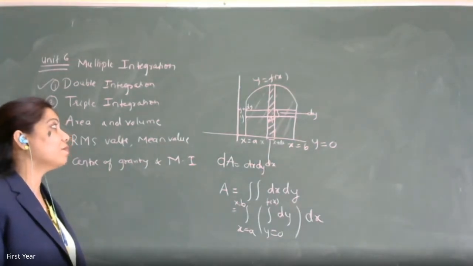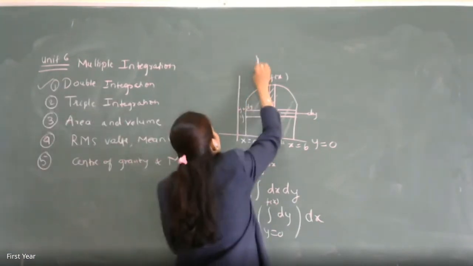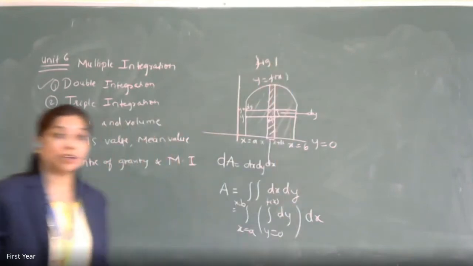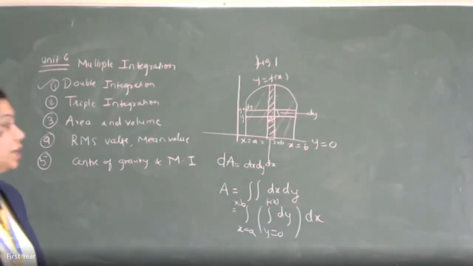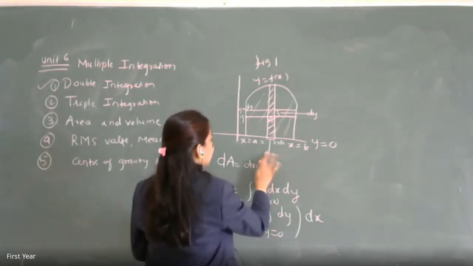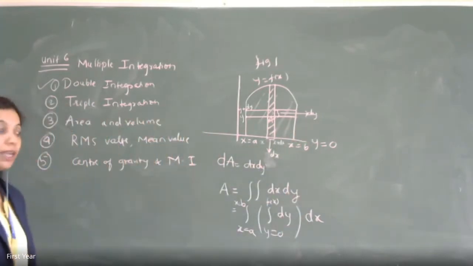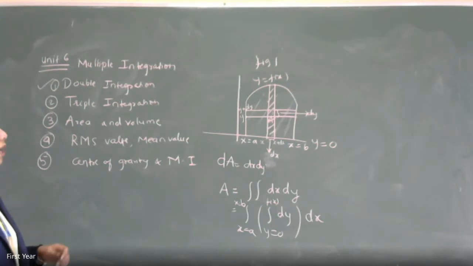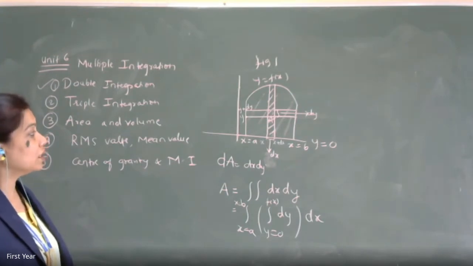Considering the intersection of vertical and horizontal strip as shown in figure 1. Small change in area dA is dx into dy. Please repeat. Area covered by the function y is equal to f of x, bounded by these two lines.